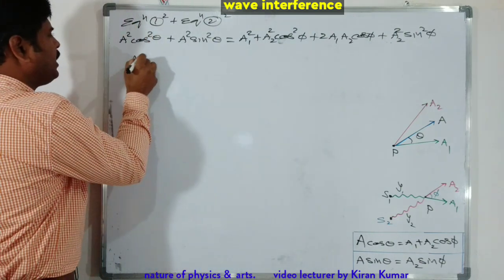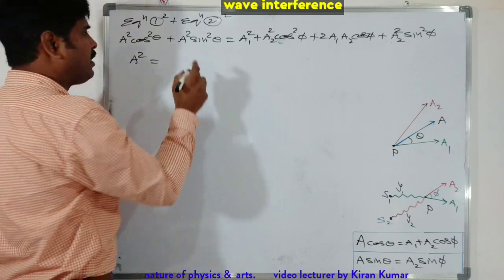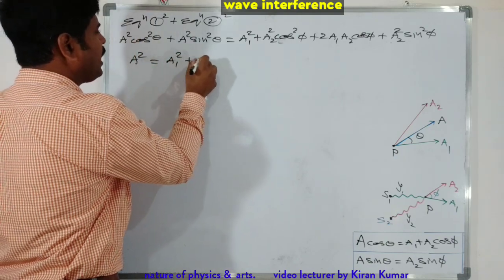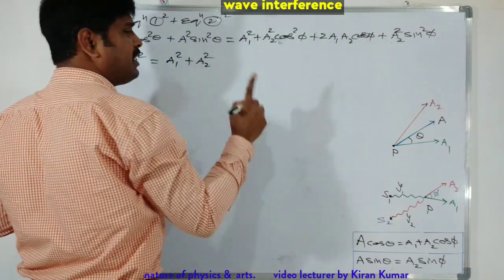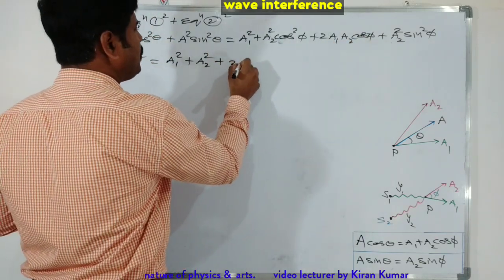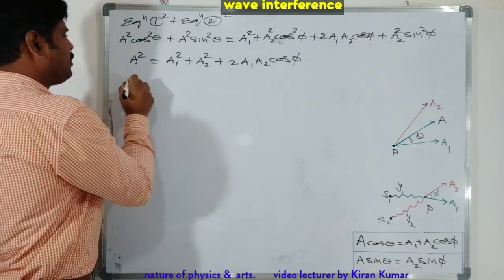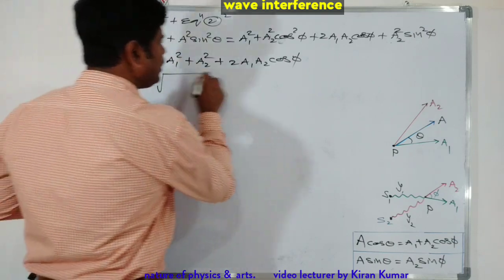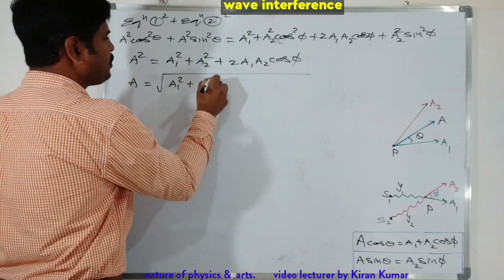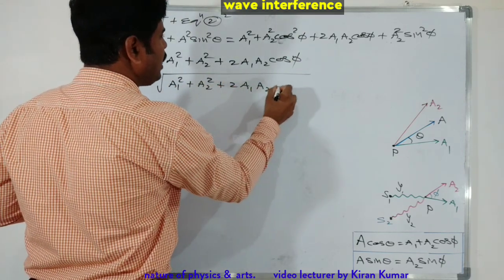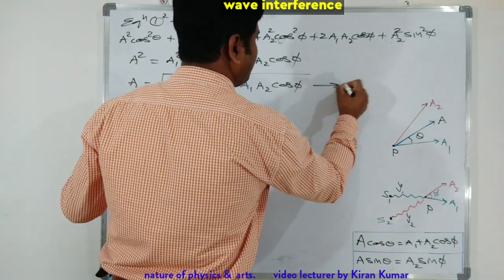See here, A square is common and sin square theta plus cos square theta is 1, which is equal to A1 square plus A2 square, cos square plus sin square phi is equal to 1, plus 2 A1 A2 cos phi. So A is the resultant amplitude, that is root over A1 square plus A2 square plus 2 A1 A2 cos phi. This is taken as equation number 4.